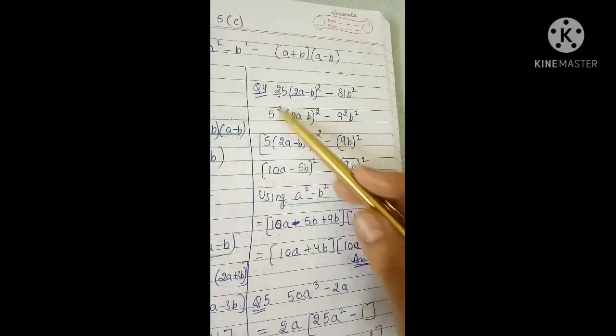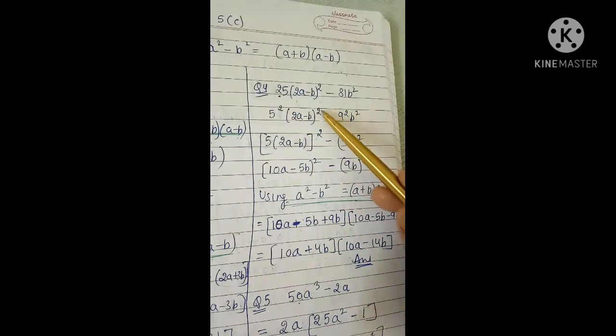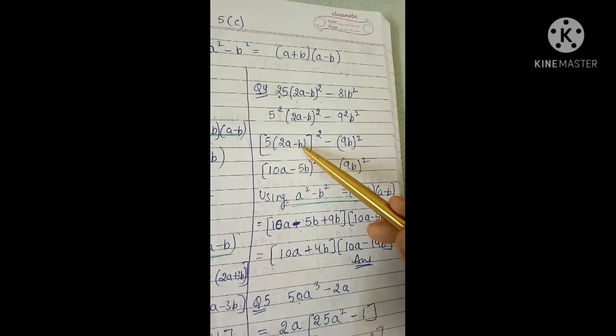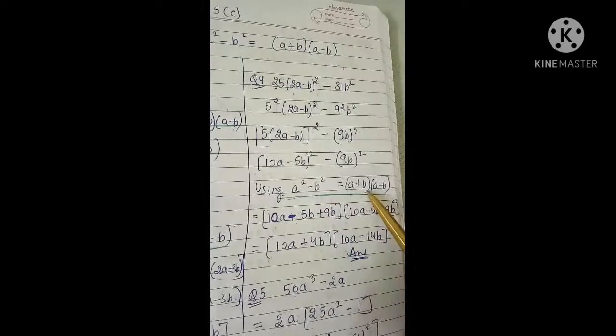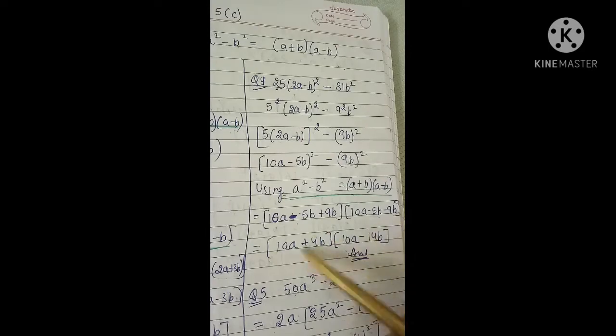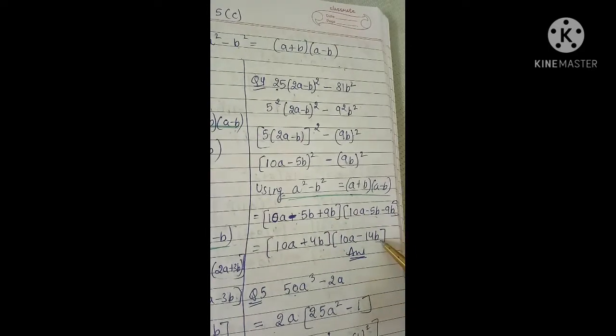Fourth, it is 25, we can write 5 square. 81 we can write 9 square. Then this square, here also we can take common. So it is 5 times 2a minus b whole square, and this we can write 9b whole square. So 5 you can multiply inside the bracket, 5 twos are 10, and 5 into b, 5b. So it is whole square, this whole square. This is a and this is b. We can apply the same formula, a plus b, a minus b. Then like terms we can combine, it is plus 4b and here minus 4b.